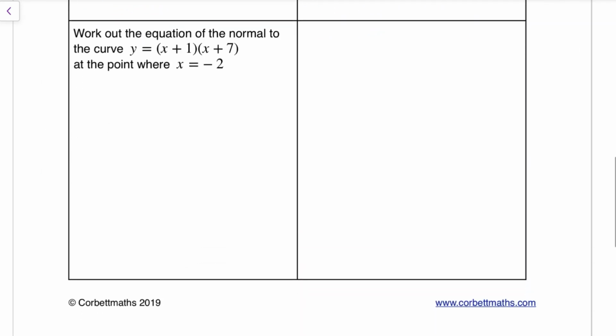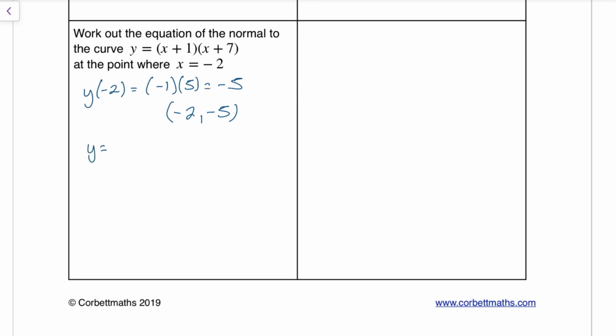Next question. Work out the equation of the normal to the curve here at the point. The first thing I'm going to do is say that y of minus 2, in other words, if I put minus 2 into the equation, is going to give me minus 2 plus 1 is minus 1, and minus 2 plus 7 is 5, is going to give me minus 5. So the point I care about is the point minus 2, minus 5.